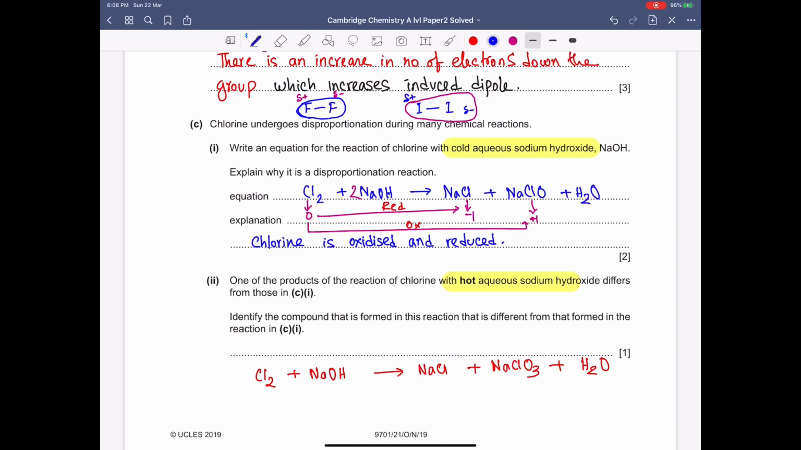So to balance this out, 3Cl2 will react with 6NaOH to produce 5NaCl and NaClO3 plus 3H2O. So as we can see, NaClO3 is a different product which did not form in the first reaction. So the answer will be NaClO3.